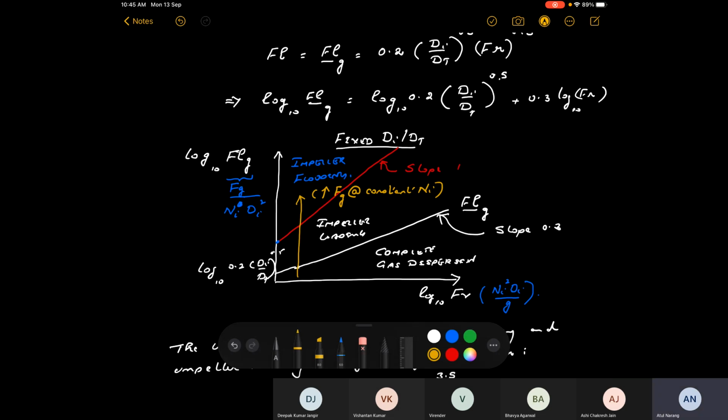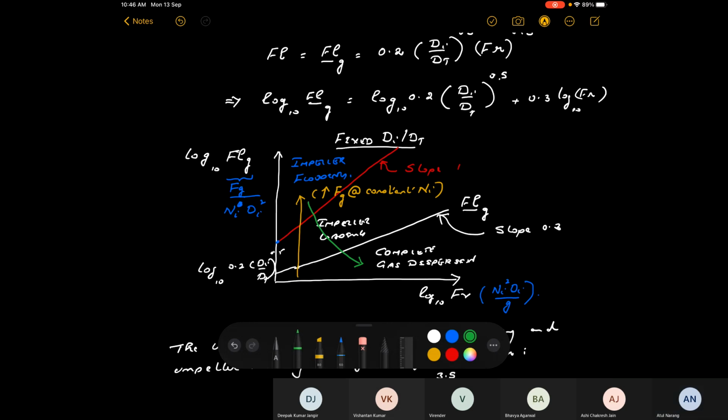Which way will you move? Rightward along the x-axis. Rightward. Yeah, so basically you will have a motion that goes like this. Because f sub g is, so this is the motion.